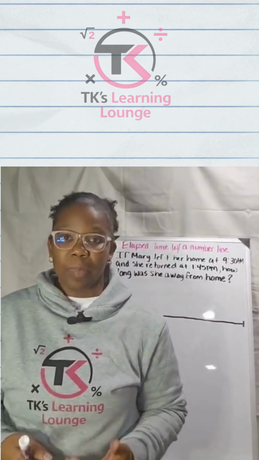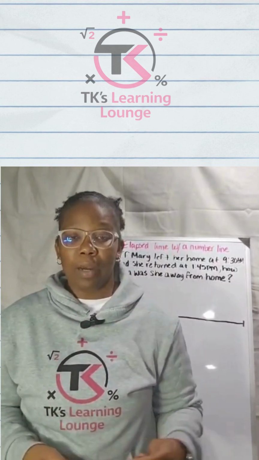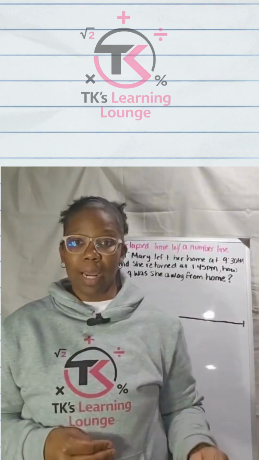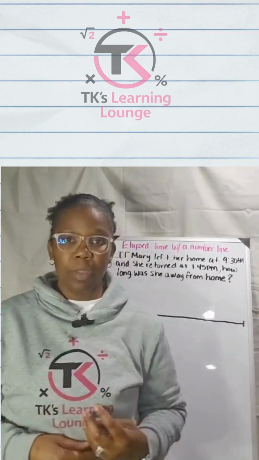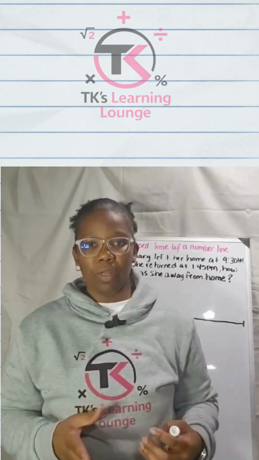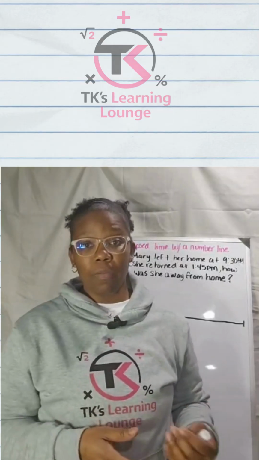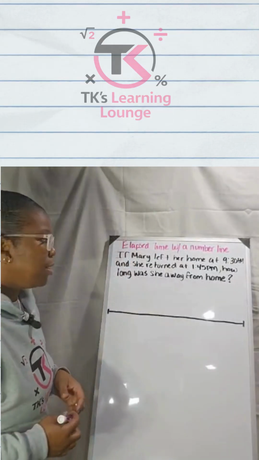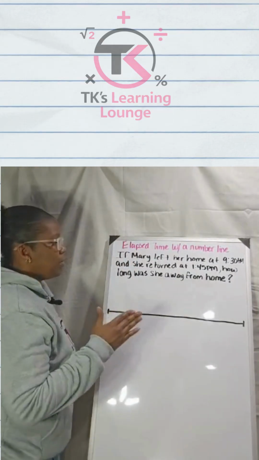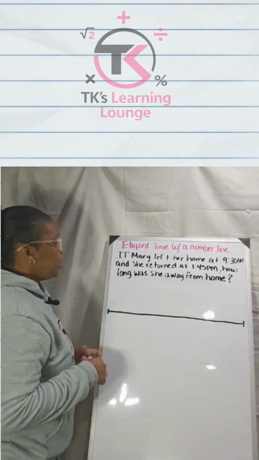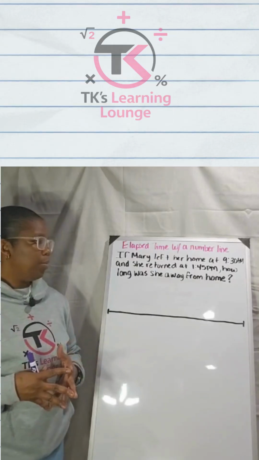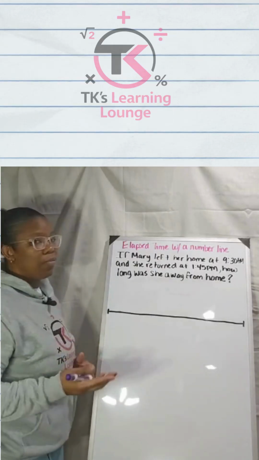In today's video, I am going to be showing you how to do a word problem with elapsed time using a number line. So oftentimes, especially in fourth grade, students are required to use a number line to solve the word problem. So for today's example, we have: if Mary left her home at 9:30 a.m. and she returned at 1:45 p.m., how long was she away from home?